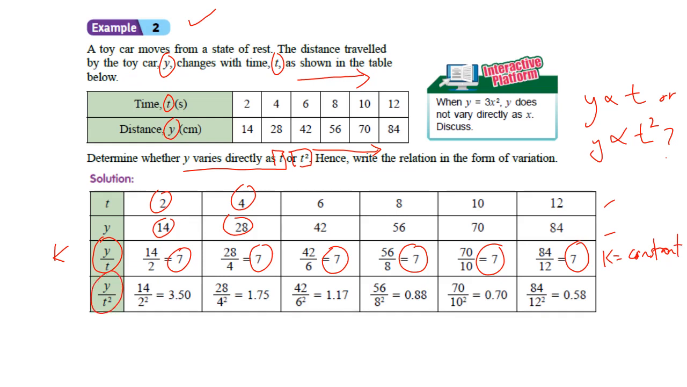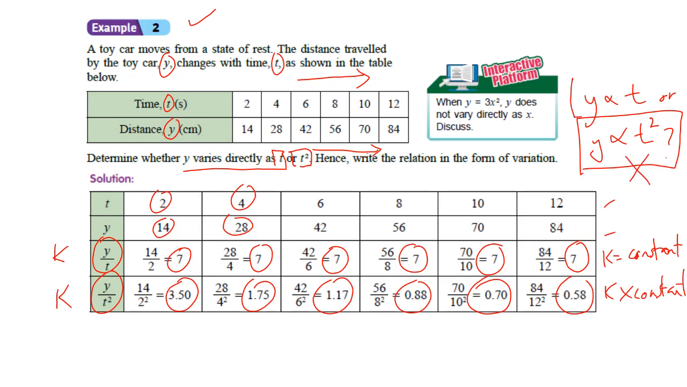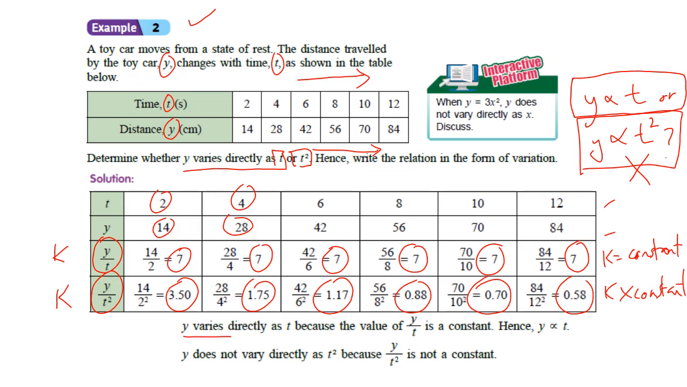But when y over t square, this should also be okay, but it is not a constant. K is not a constant. So of course it does not vary. Y actually varies directly as t. How do you write that? Y varies directly as t because the value of y over t is a constant. Hence, you can write y alpha t. And y does not vary directly as t square because y over t square is not a constant. Do you get it? Okay.